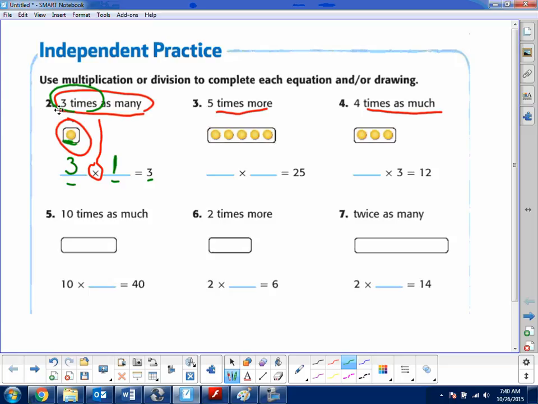All right, coming down to number 5. It says 10 times as much. I apologize, 10 times as much. Now, we look down here. It says 10 times something equals 40. All right, so we got to think to ourselves, what could go inside this box right here if we took 10 times would equal 40? Well, if I look down here, I should know that 40 divided by 10 equals 4. So that tells me up here, I want to go ahead and have 4 circles in here.